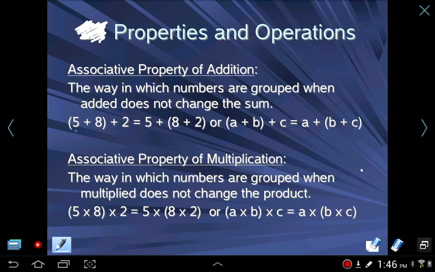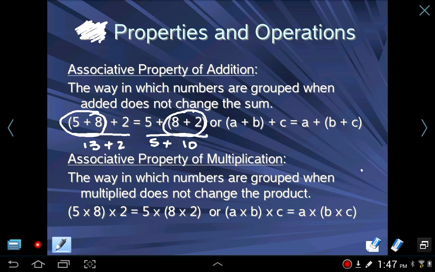Again, I'm basically adding the same numbers. So I have 5 plus 8 plus 2 on both sides. 5 plus 8 plus 2 there, 5 plus 8 plus 2. All I'm doing is switching what I'm adding first. And this one, I'm adding those first and getting 13 plus 2, which is 15. And these, I'm adding 8 plus 2 first, which is 10. And I get 5 plus 10, which is 15.